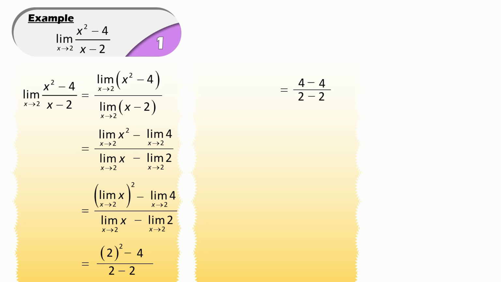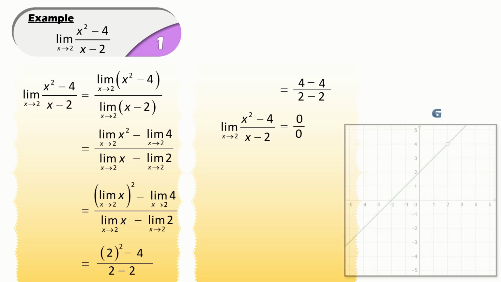Simplify it further by getting the difference of 4 and 4 is 0, over the difference of 2 and 2 is also 0. Observe that the result is undefined when you apply the limit directly. Does it mean that the limit is undefined?